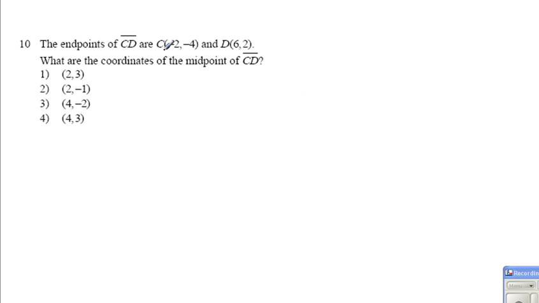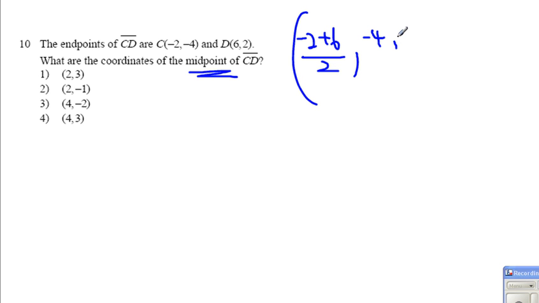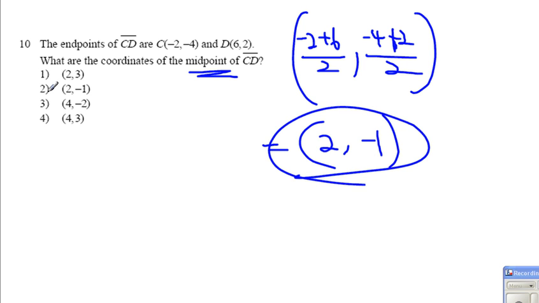Alright, so we have C as the midpoint. How do you find the midpoint? That's the average. So we get (-2 plus 6) divided by 2. That's the first coordinate. (-4 plus 2) over 2 is the second coordinate. Here we have (2, -1). That becomes our final answer.